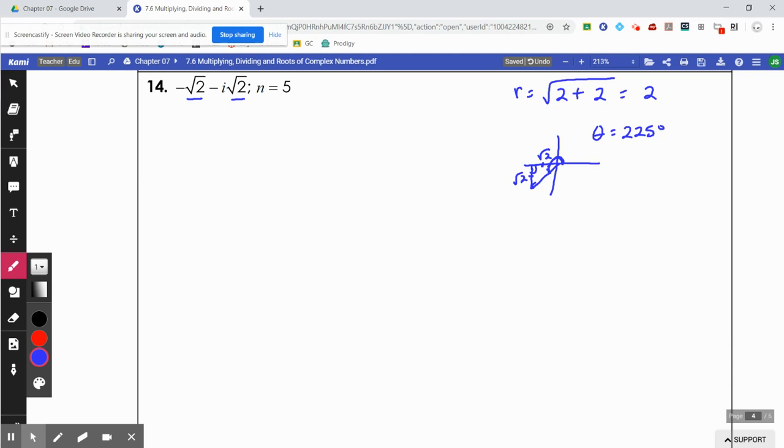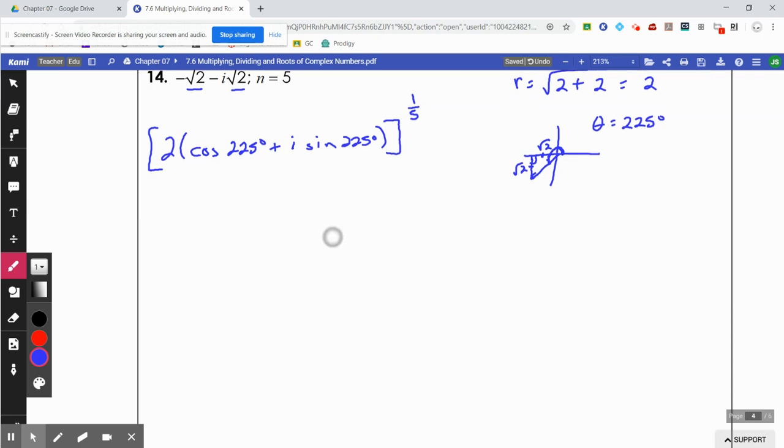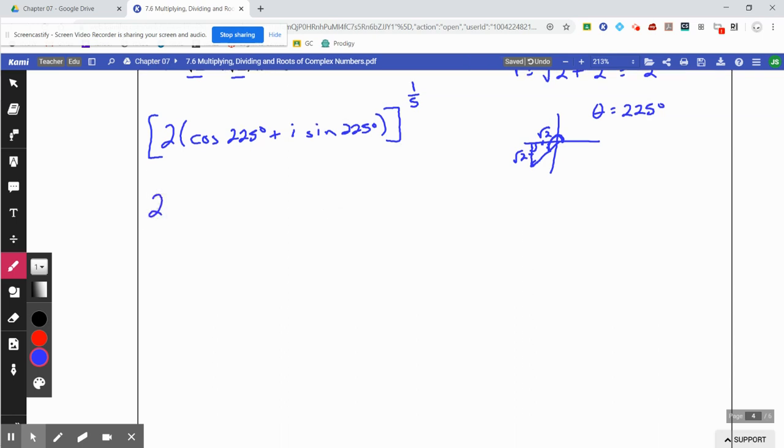So therefore I'm doing R cosine theta plus i sine theta. We're finding the fifth root, so we're going to raise it to the 1/5 power. So we're going to have, again, 5 different roots. So the way we're going to do that is 2 to the 1/5 power times the cosine. We've got to take this 225 and multiply it by 1/5. When you do that, you actually get 45, which is one that we know, plus i sine 45.